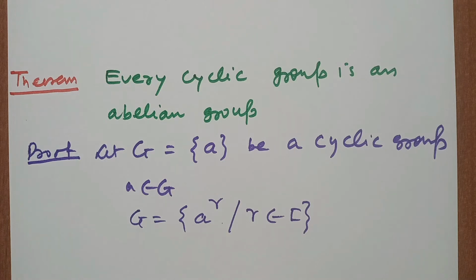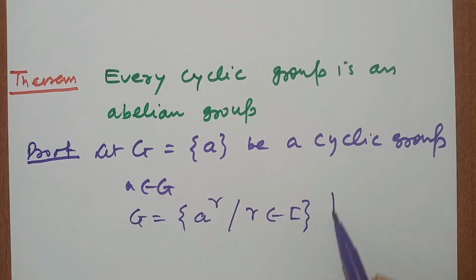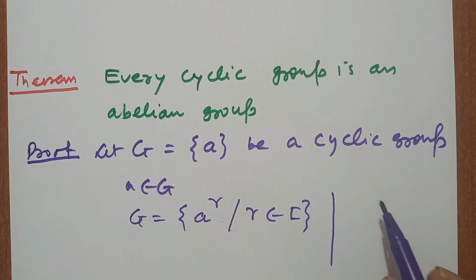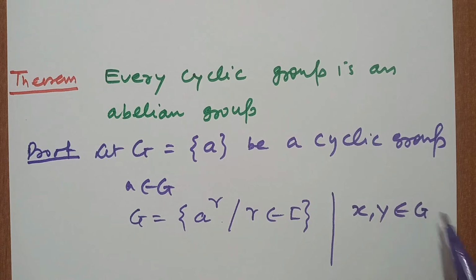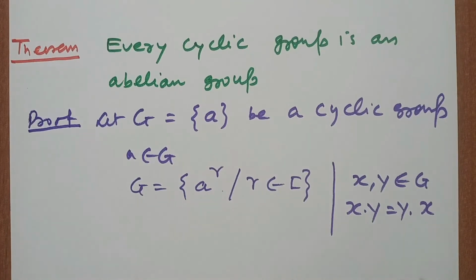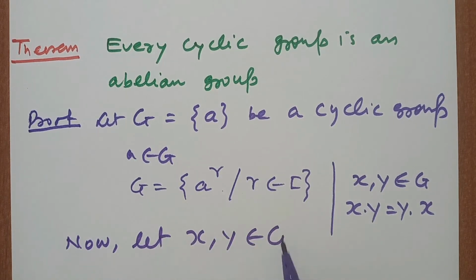Now we need to show this cyclic group is abelian. What is an abelian group? A group is said to be abelian if each pair of elements of G commutes, meaning if x and y belong to G, then x · y equals y · x. So this is our aim. Now, let x, y belong to G.